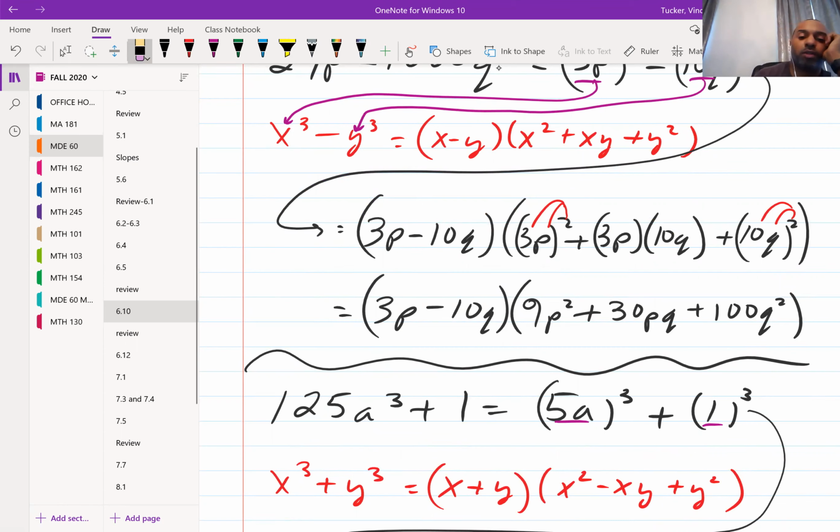All right. 125a cubed plus 1. Same thing. Establish what the cube roots are. So the cube root of 125a cubed is 5a. 1 is a perfect cube. 1 times 1 times 1 is 1.